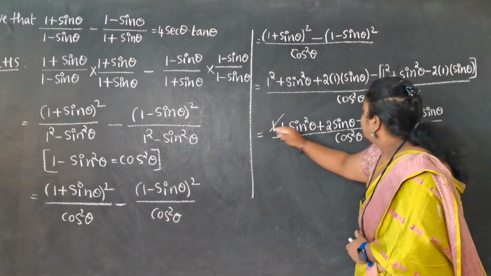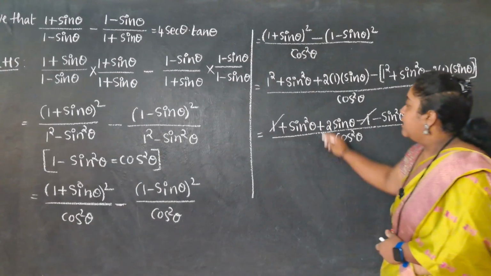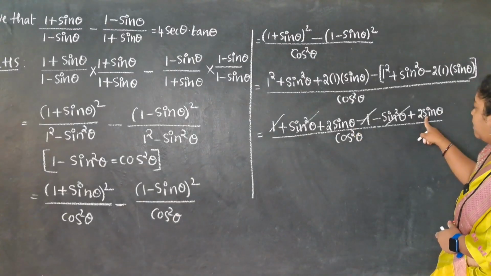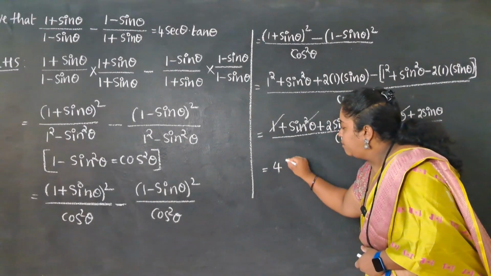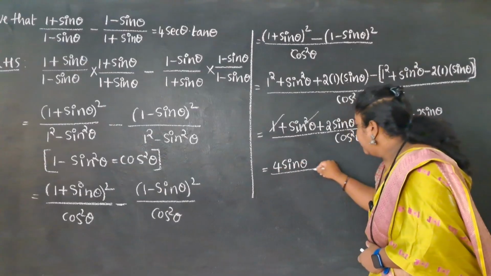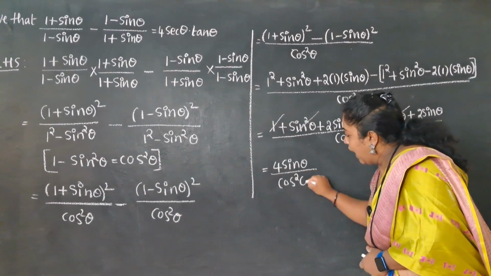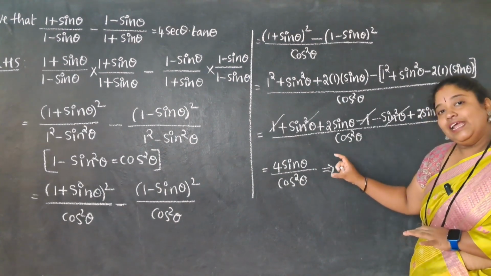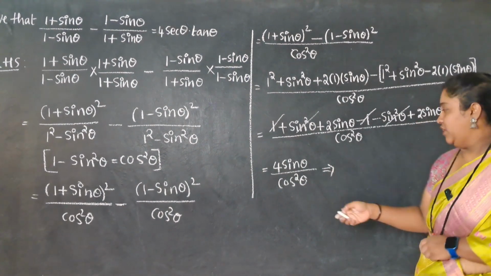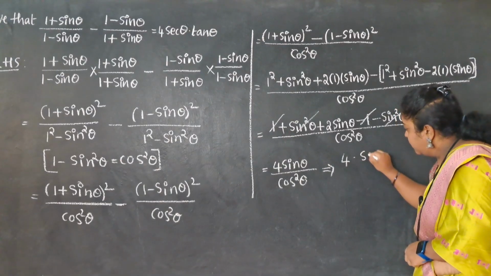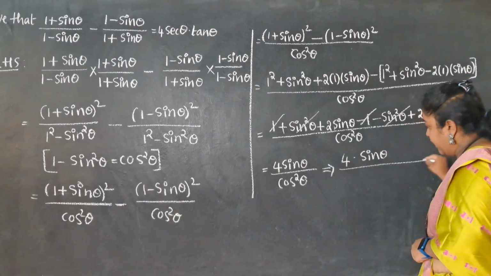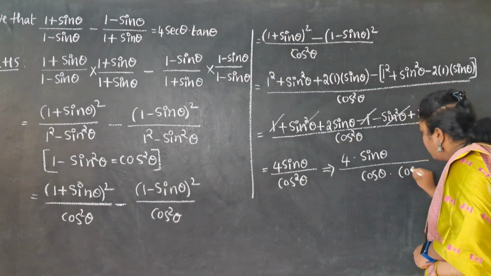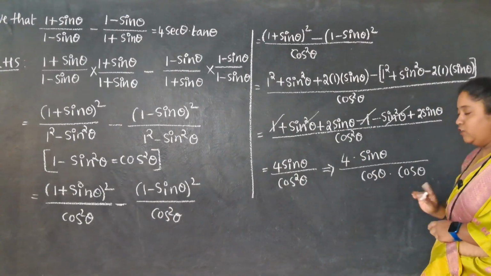Now plus 1 minus 1 got cancelled. Sine square theta minus sine square theta got cancelled. 2 sine theta plus 2 sine theta, I wind up with 4 sine theta divided by cos square theta. Okay, 4 sine theta divided by cos square theta. I will rearrange the equation in such a way that, look at the board, 4 into sine theta whole divided by cos square theta is there. So I'll write it as cos theta into cos theta. Cos square theta is nothing but cos theta into cos theta.